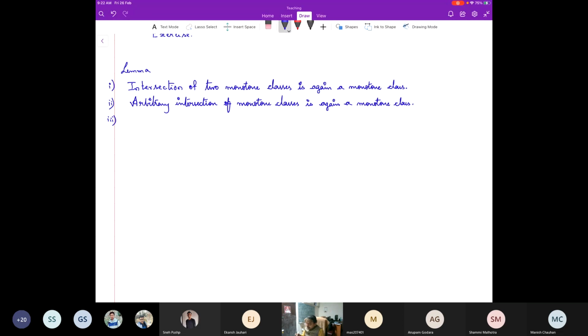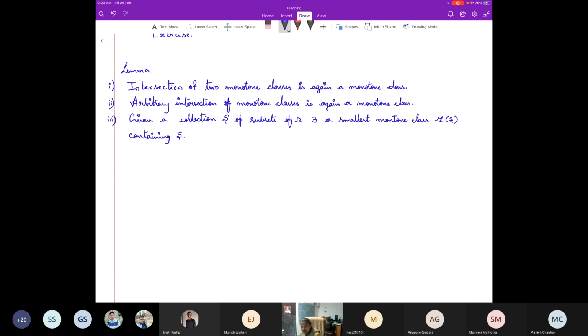Now the last one. Given a collection script S of subsets of omega, there exists a smallest monotone class M of S containing S. Yes, how do you prove this one?